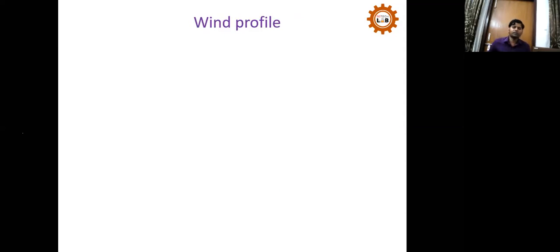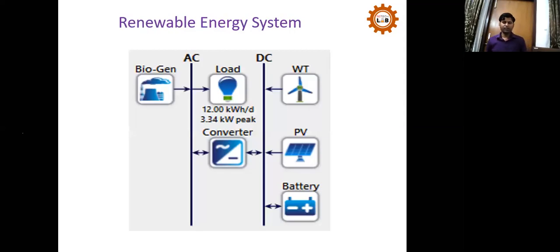So, the renewable energy system. First, we have to choose what components we want in the renewable energy system. So we want solar, we want wind, we want a battery, or we want a converter, inverter, load, and also a biogenerator.